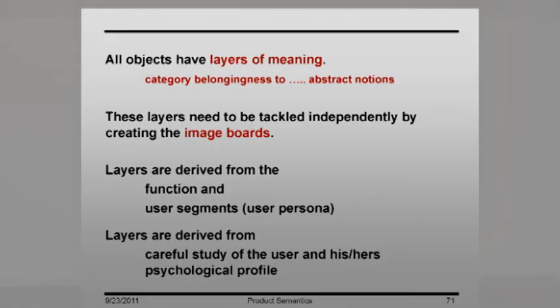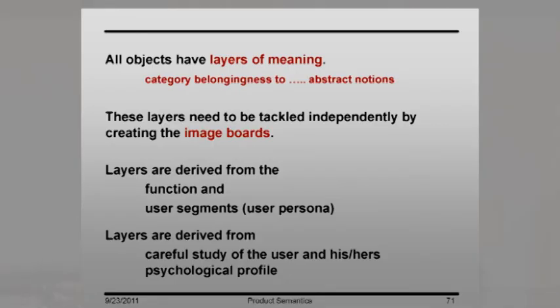So you have to build spatial devices to explain the churchness of a church when you build a modern church. So objects have layers of meaning. The first layer is, of course, what category it belongs to, whether it's a laptop, a mobile phone, a microphone, or whatever it is. Okay, that's the first level. And it also has several other levels: for whom it is made, why, what country it belongs to, all those things that we did in the beginning. These are the layers that you need to build, right? So it's always category, belongingness, to some kind of abstract notions that you want to build.